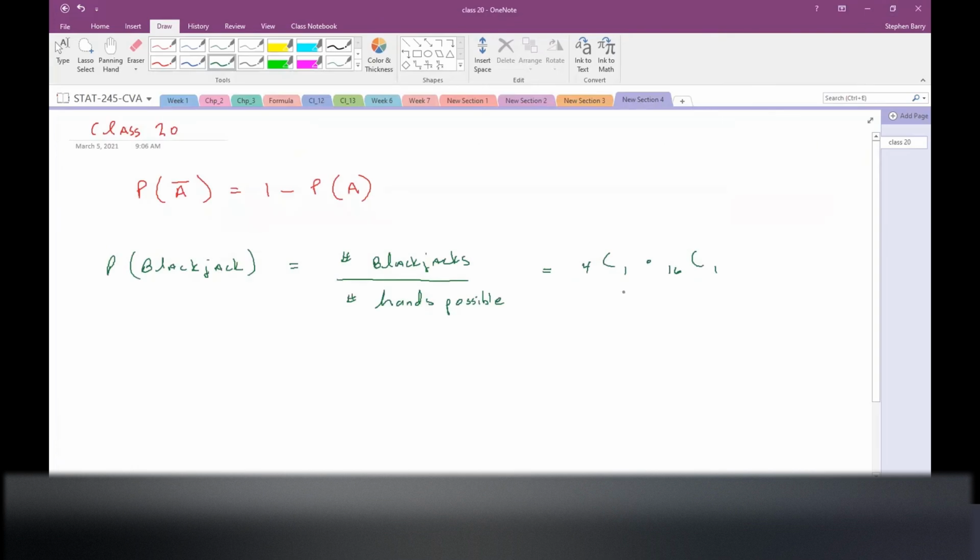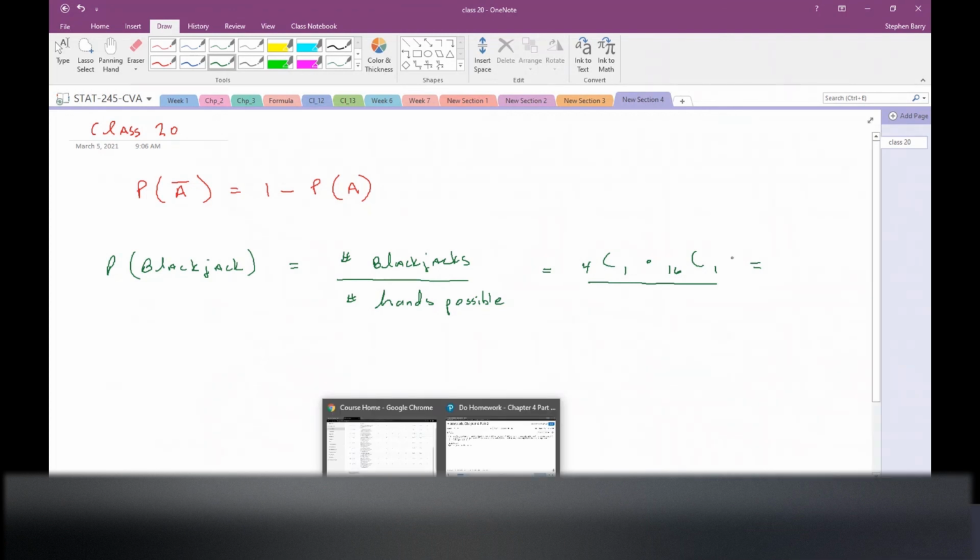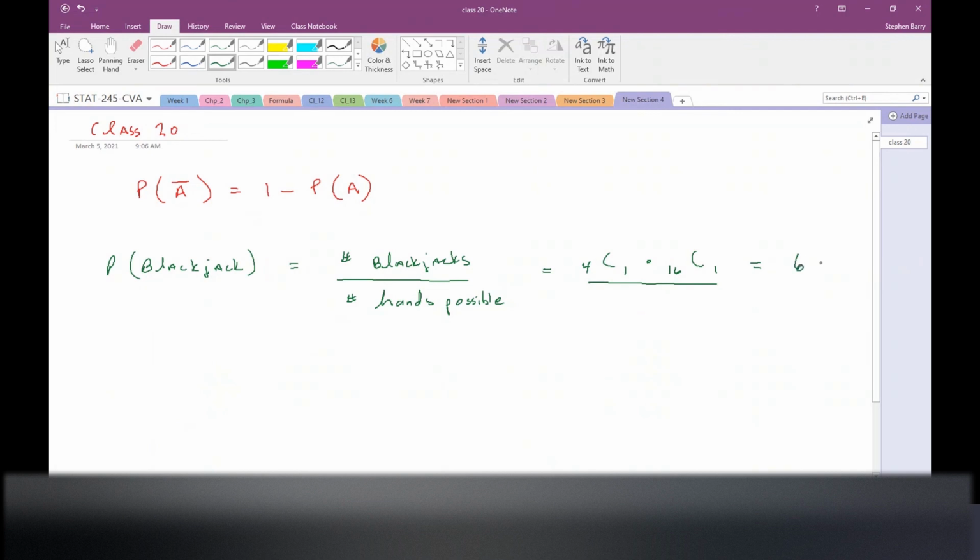So this is how many blackjack hands are possible. We could just do that calculation first. The number of blackjack hands would be 4 choose 1 and then 16 choose 1, which is the same thing as 4 times 16. So 4 times 16, there's 64 different possible blackjacks that you can be given.